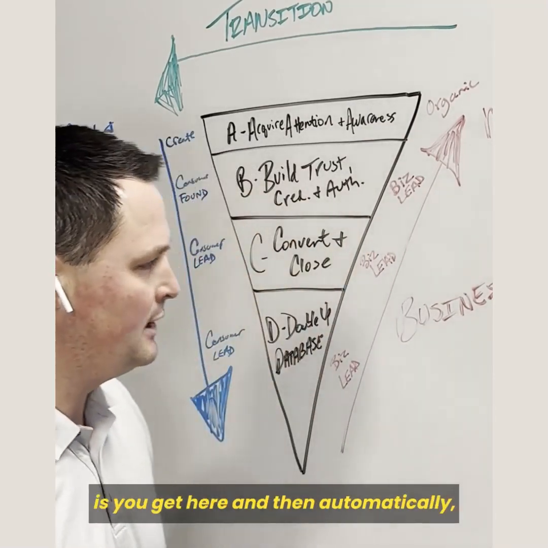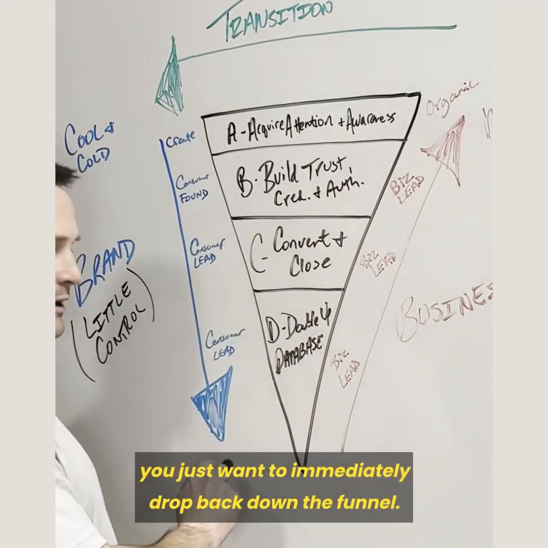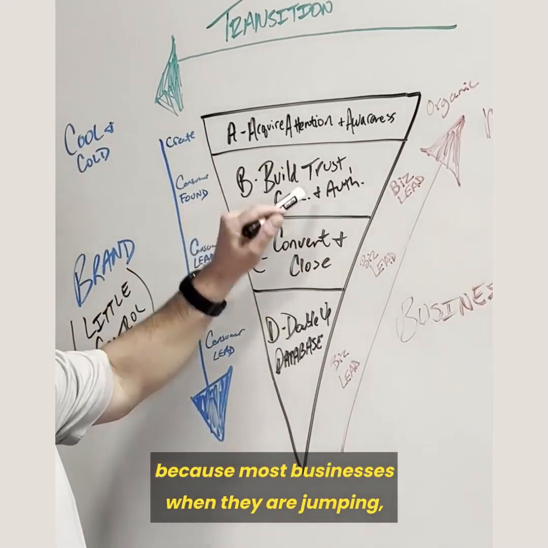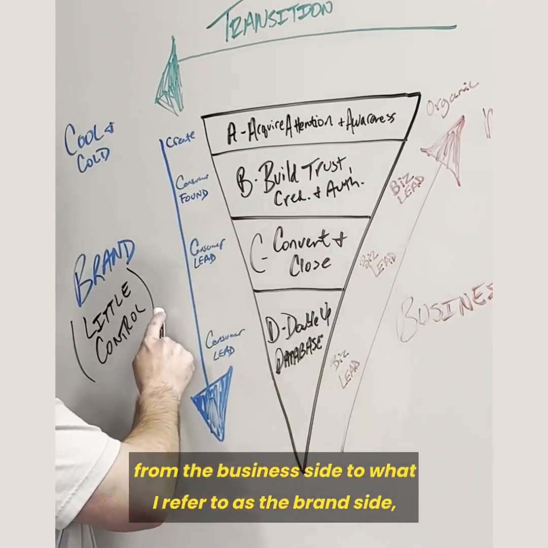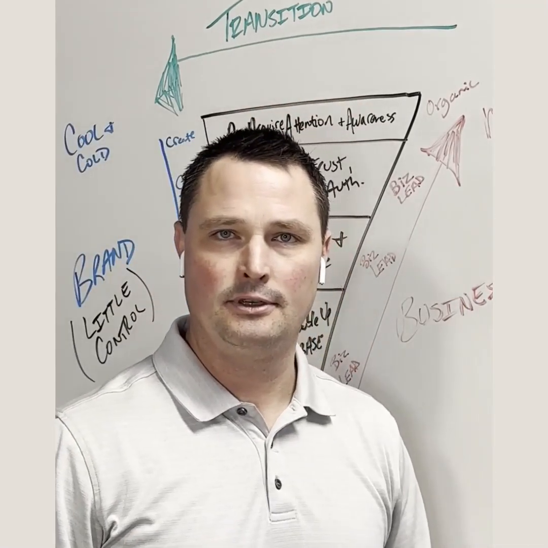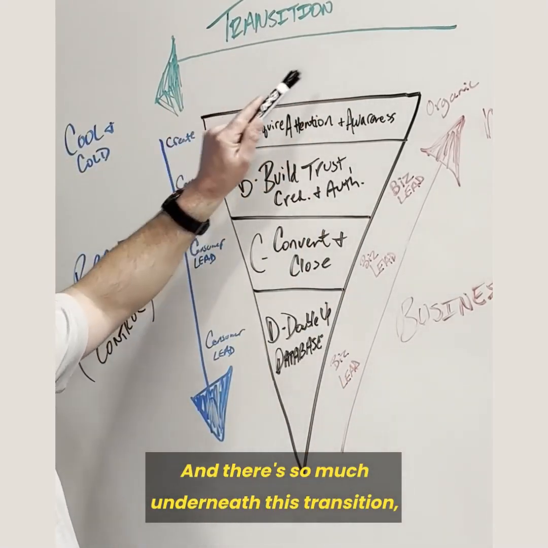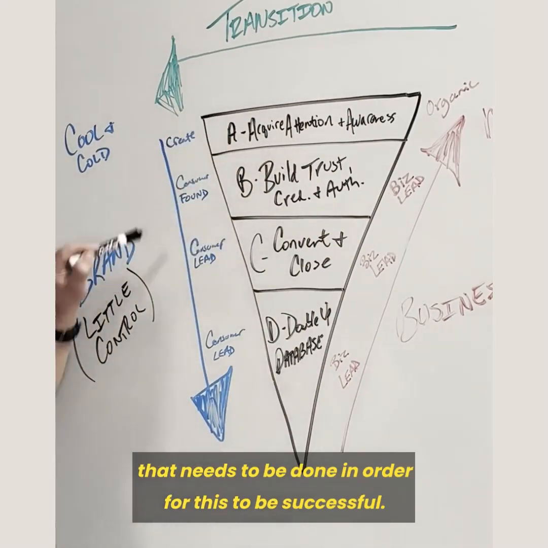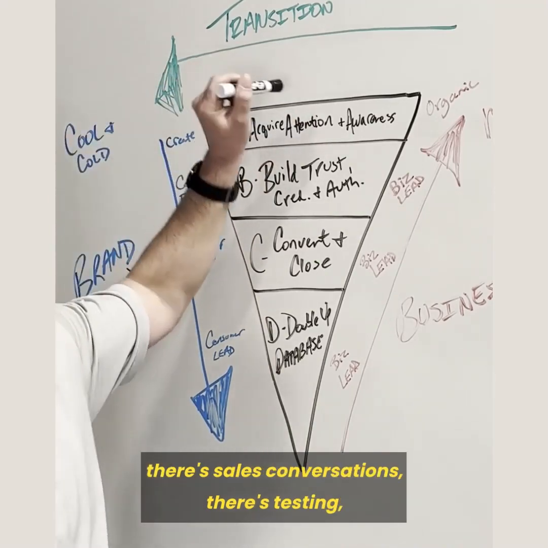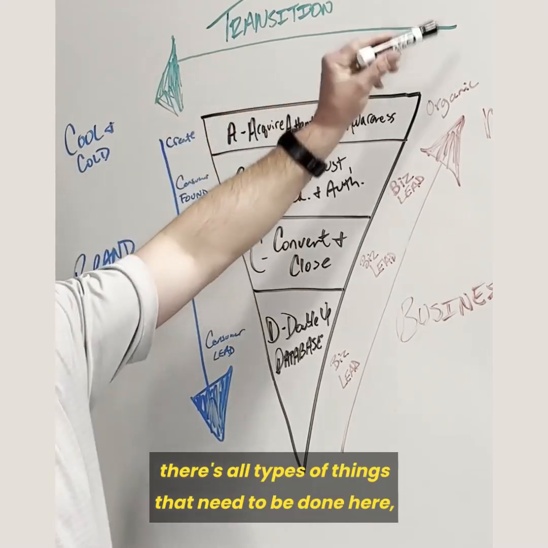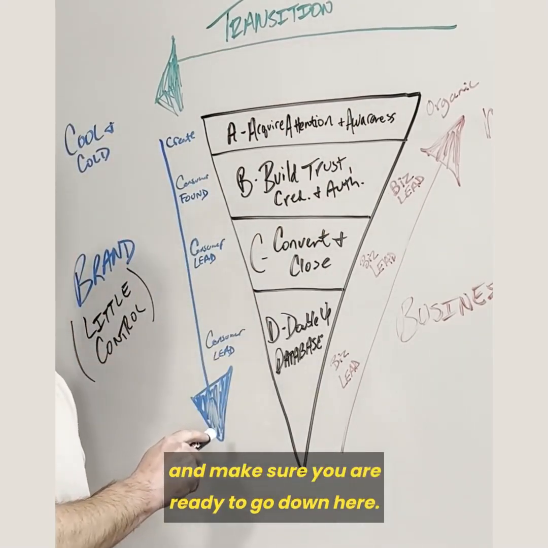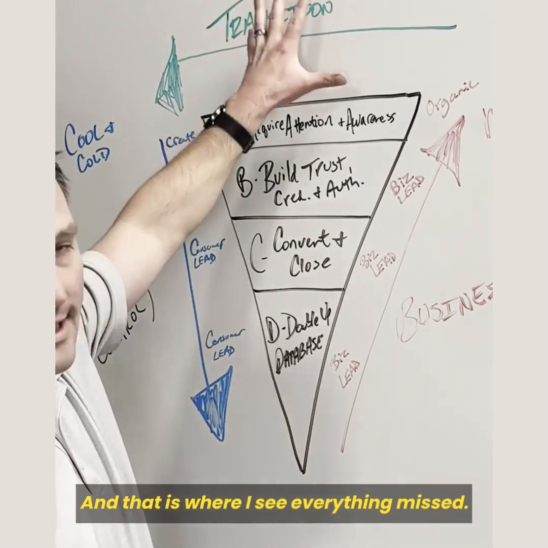And this is typically what happens, is you get here and then automatically you just want to immediately drop back down the funnel. And that is where the mistake is made. Because most businesses, when they are jumping from the business side to what I refer to as the brand side, they're building a brand, they miss the most important piece, which is the transition. And there's so much underneath this transition that needs to be done in order for this to be successful. There's systems, there's processes, there's sales processes, there's sales conversations, there's testing, there's all types of things that need to be done here as you're making that transition to make sure you are ready to go down here. And that is where I see everything missed.